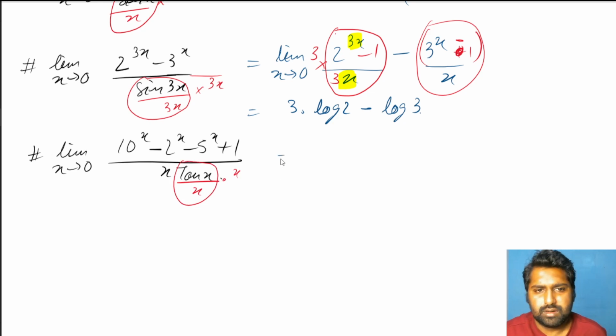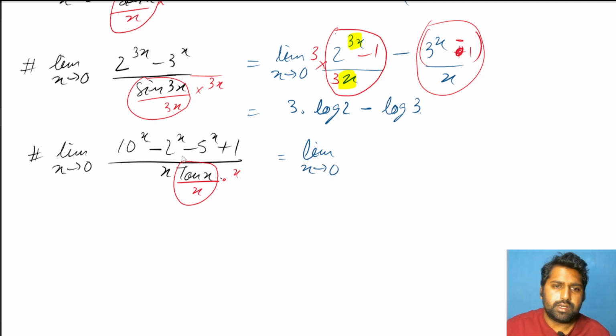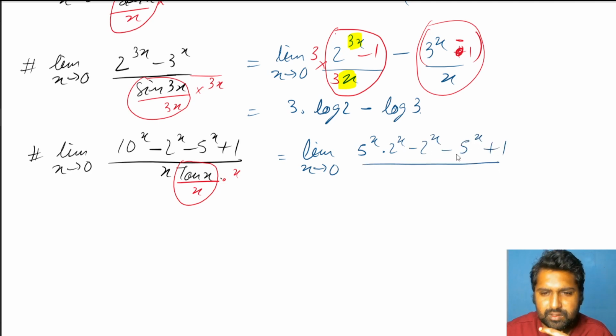So the question becomes limit x tends to 0. Now 10 is not a prime number. I can write this as 5 into 2. So the power will be distributed: 5 raised to power x, 2 raised to power x minus 2 raised to power x minus 5 raised to power x plus 1. Now the denominator becomes x into x, so x into x becomes x square.